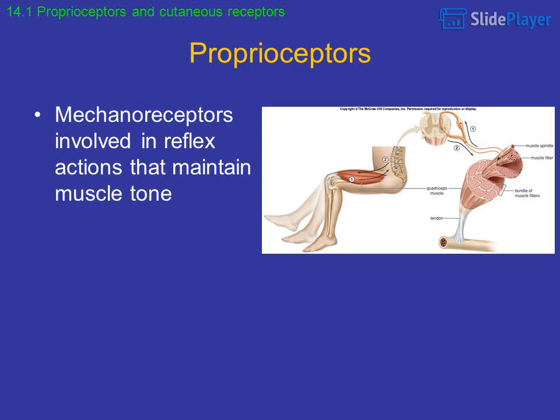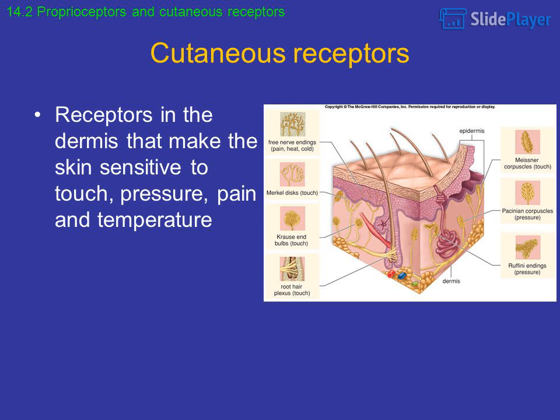14.2 Proprioceptors and cutaneous receptors. Proprioceptors are mechanoreceptors involved in reflex actions that maintain muscle tone. Cutaneous receptors are receptors in the dermis that make the skin sensitive to touch, pressure, pain and temperature.